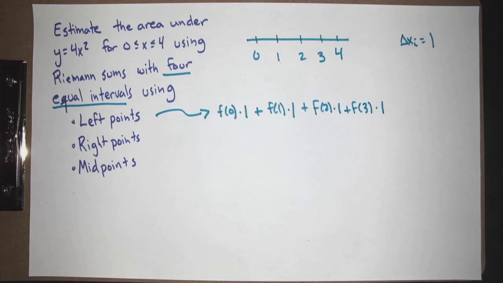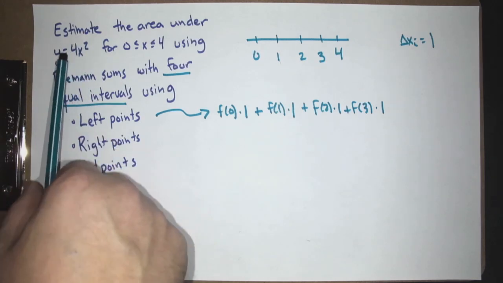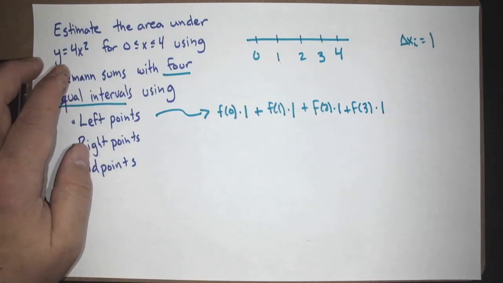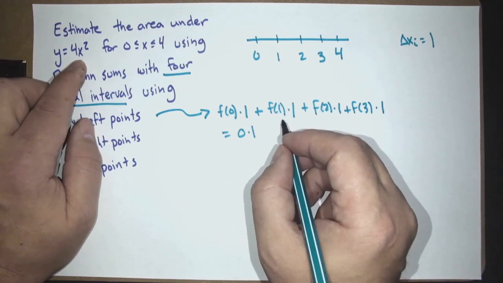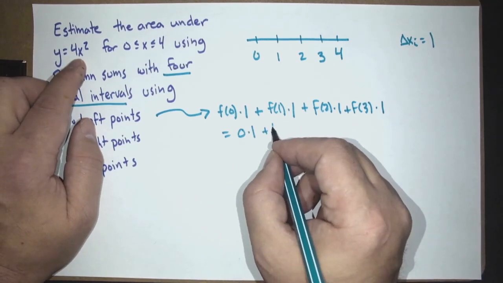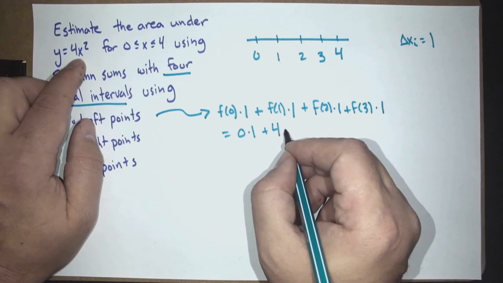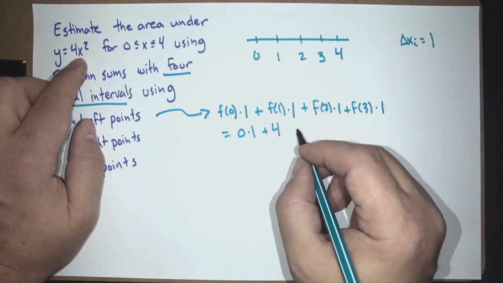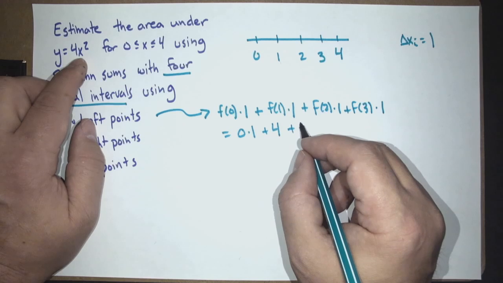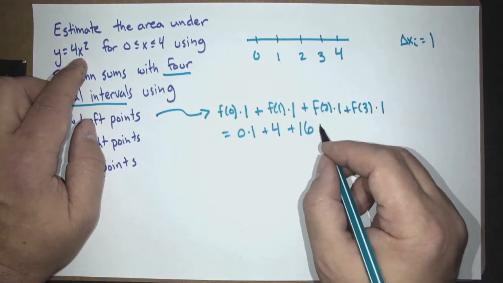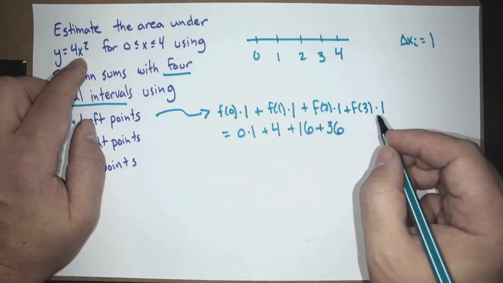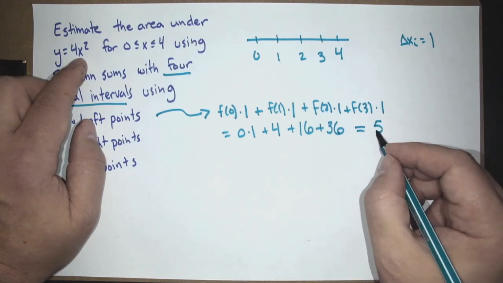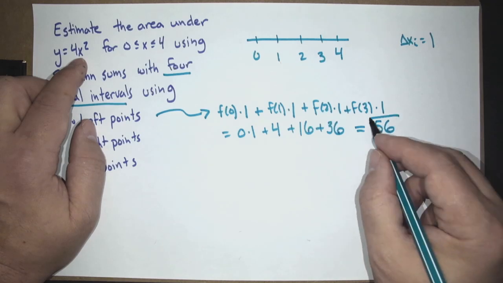Well, we can plug these numbers in. What is f of 0 times 1? This is our f. 4 times 0 squared, 0. 4 times 1 squared will be 4. 4 times 2 squared, 16. 4 times 3 squared, 36. Add those together, 56. Okay, so that's an estimate.